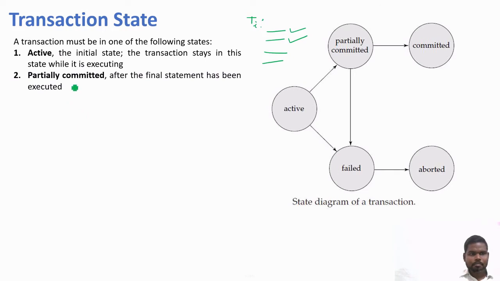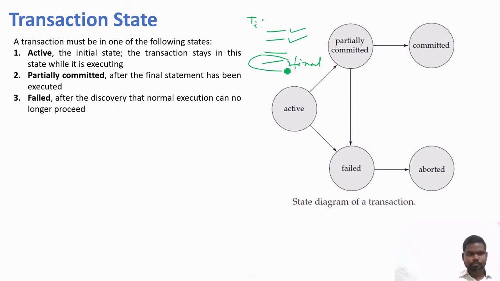Okay, partially committed. After the final statement has been executed. So let's suppose this is the final statement of this transaction Ti. If the final statement is executed, then after this the transaction Ti enters into the partially committed state. So this is the final operation, and that has been executed by the transaction. Then the transaction enters into the partially committed state.